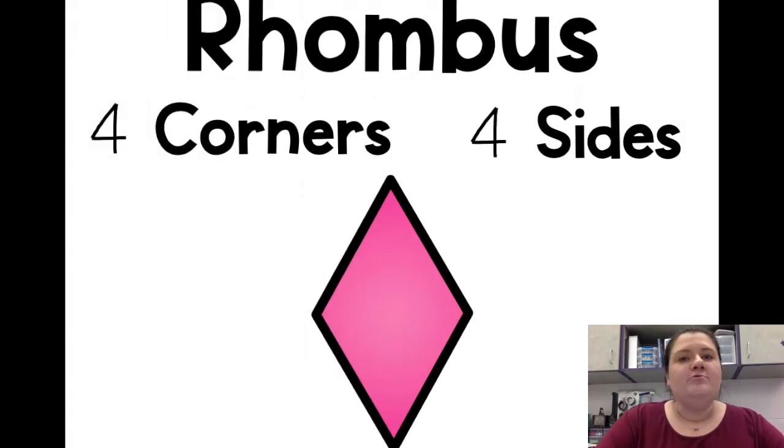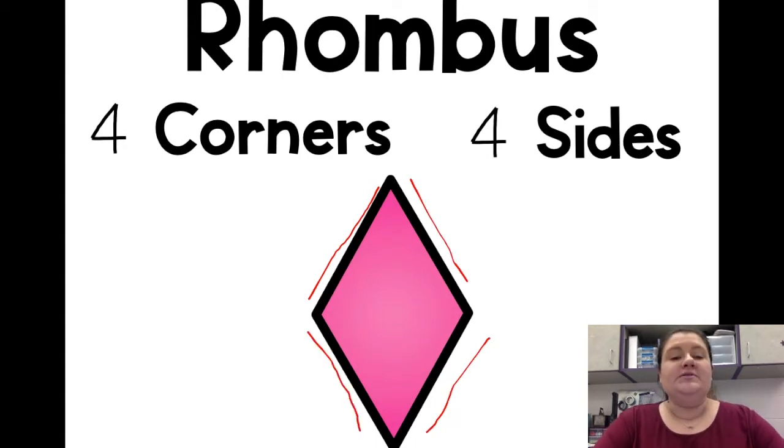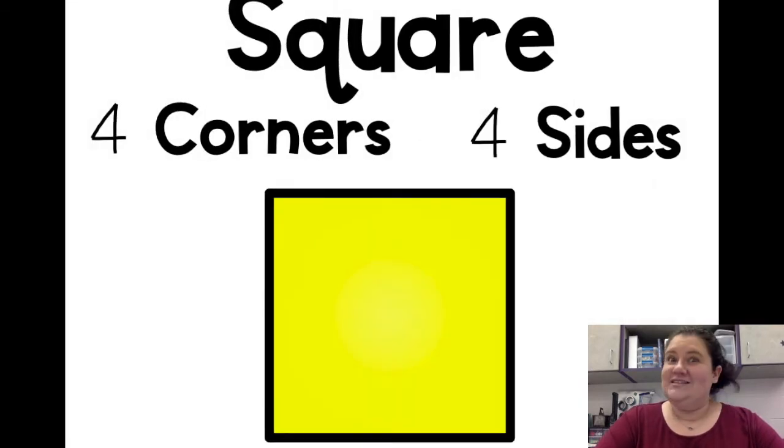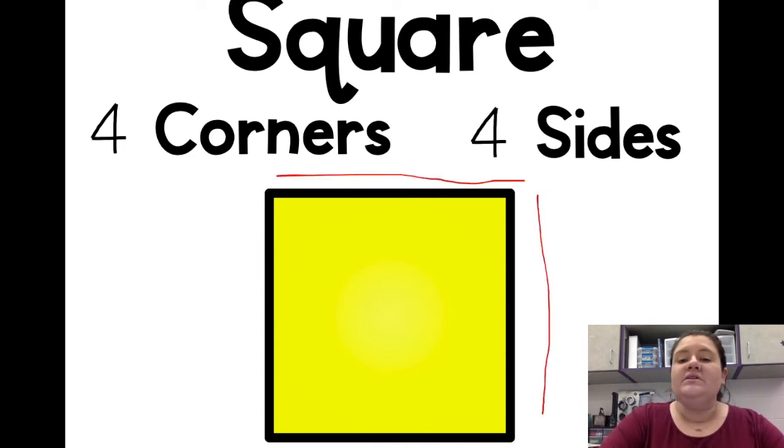Then we have a rhombus or a diamond shape. A rhombus has 4 corners and 4 sides. And again, on a rhombus, all of the sides are the same length. It's like a tilted square, which is exactly our next shape. A square has 4 corners and 4 sides. Now, the difference between a rectangle and a square is that in a square, all 4 sides must be the same length.